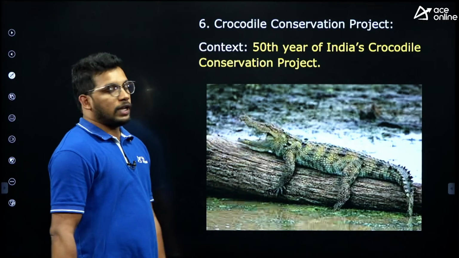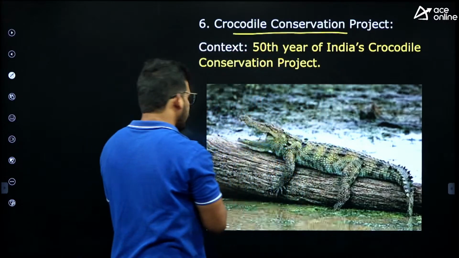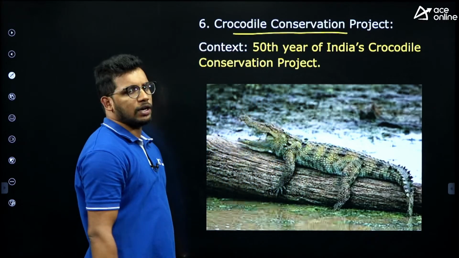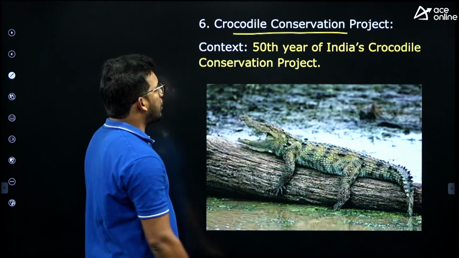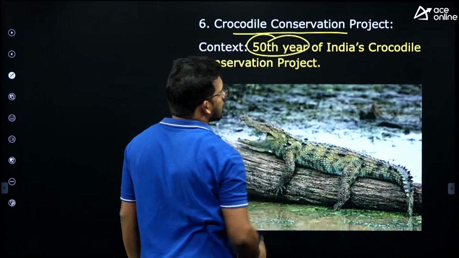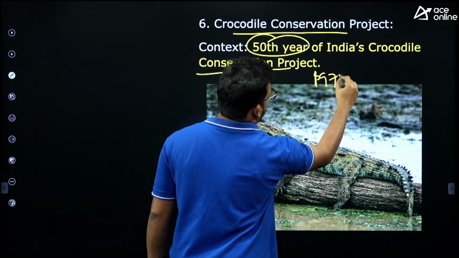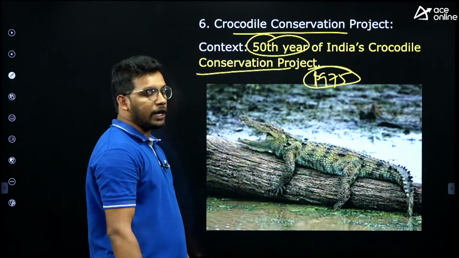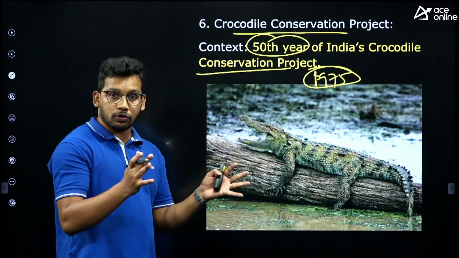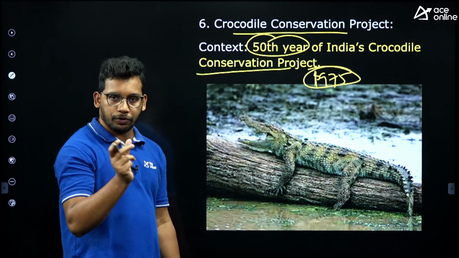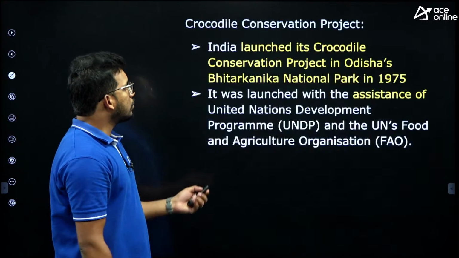Let's move to the next article, that is Crocodile Conservation Project, very factual in nature. So this year we are celebrating the 50th year of India's Crocodile Conservation Project. It was launched in 1975. This is the 50th year, right? So this is very important. We will see about the crocodiles also. We have a previous question also from crocodiles, UPSC 2017. We will solve the question also at the end, right? So this is the context.